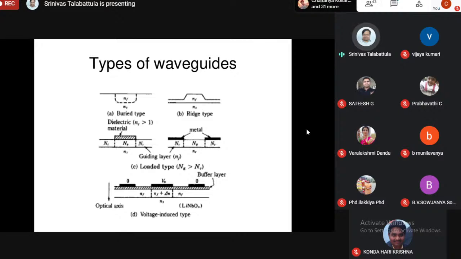These are all cross sections. You can have a buried waveguide. You can diffuse traces of impurities into the substrate and make a buried waveguide. You can create ridge waveguides by coating another material on top and then etching out the unnecessary regions. Then you can put electrodes on top of the device, which makes a voltage-induced waveguide. Loaded type means you can create another material on top of this. So these are the cross sections of different types of waveguides which can carry light.